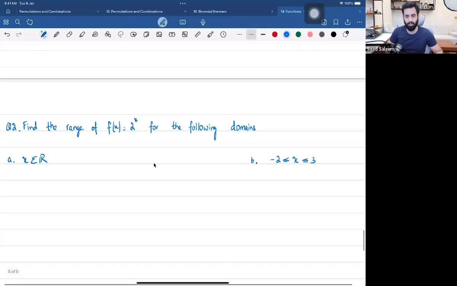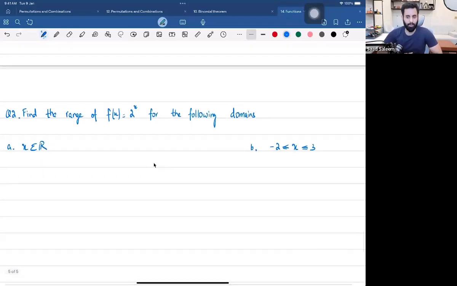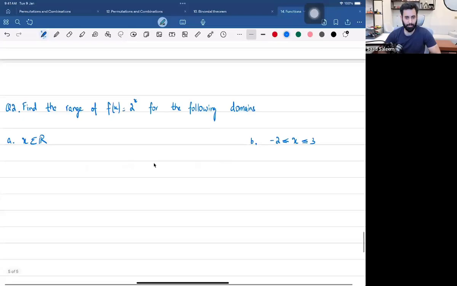Think about it. What value of x should I plug in so that I get a negative result? Is it possible that you raise a positive number to a certain power and you get a negative result? No. I mean, try it out. All right, Subhan, try it out. Tell me what value of x gives us a negative result.